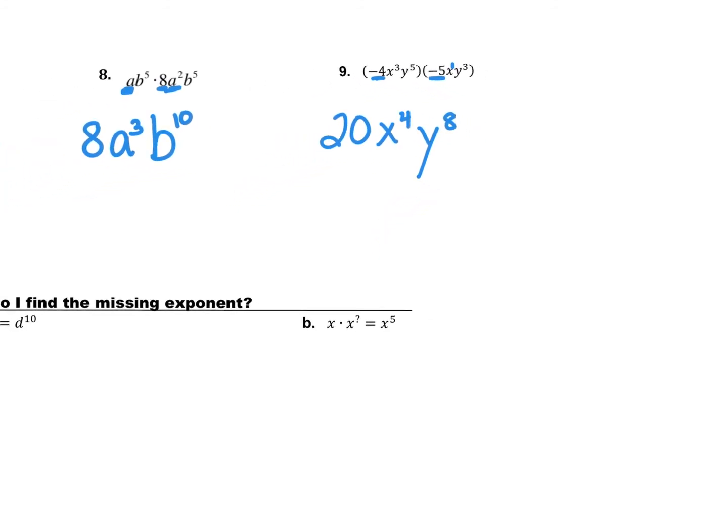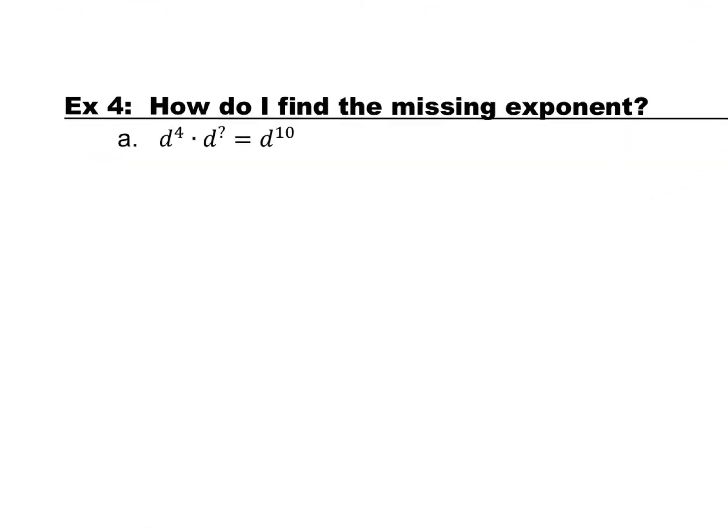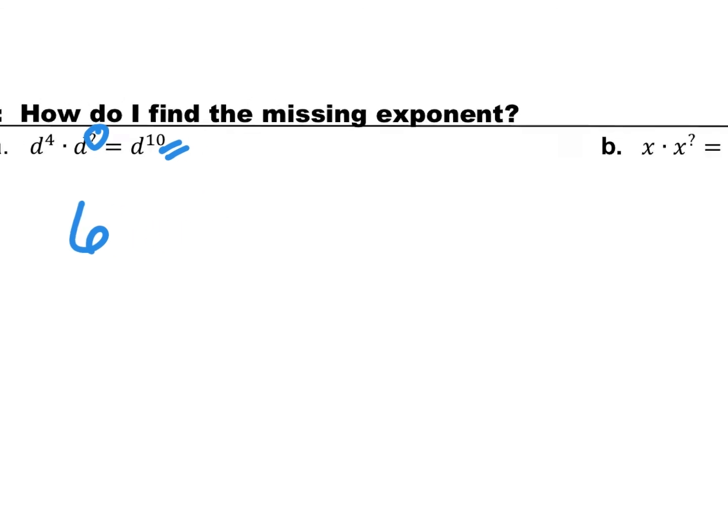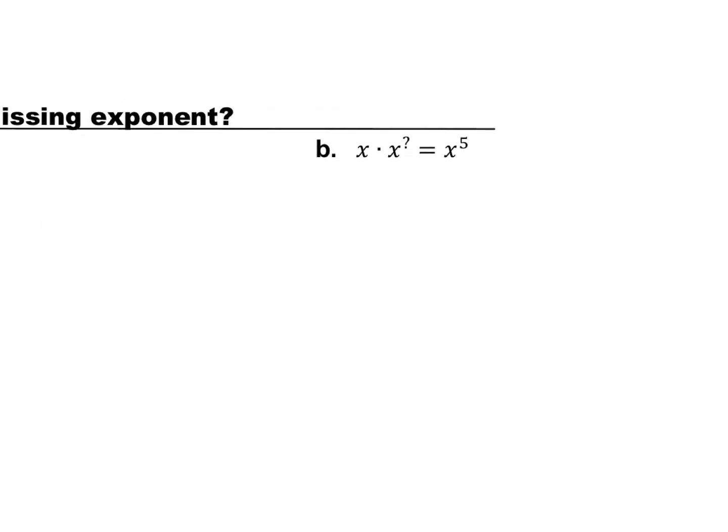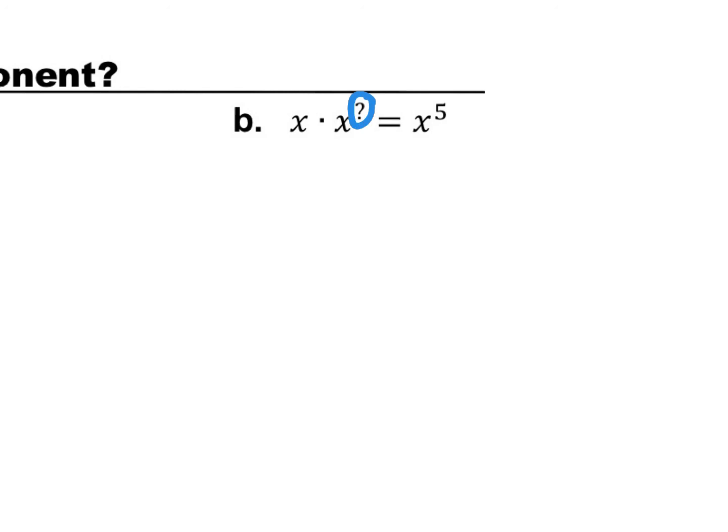Okay, and then the last thing is if we're looking for a missing exponent. So I'm just trying to figure out what would go in this spot right here. And in order to get a 10 over here, it would have to be a 6, because 4 plus 6 would be 10. And then for this one, trying to figure out what would go in this spot. So I have one x, and I end up with 5 x's. So that would have to be a 4 in that place, because 1 plus 4 would be 5. So even though it's multiplication, we do the problem by adding the exponents.